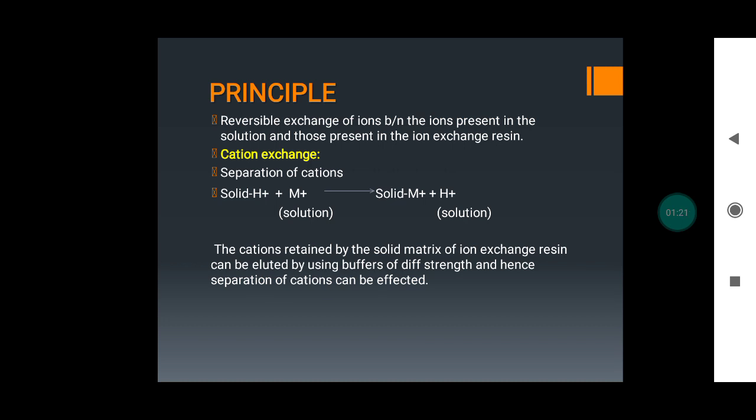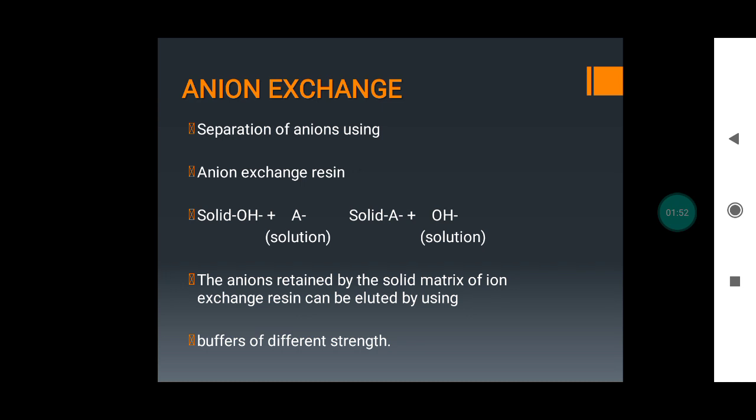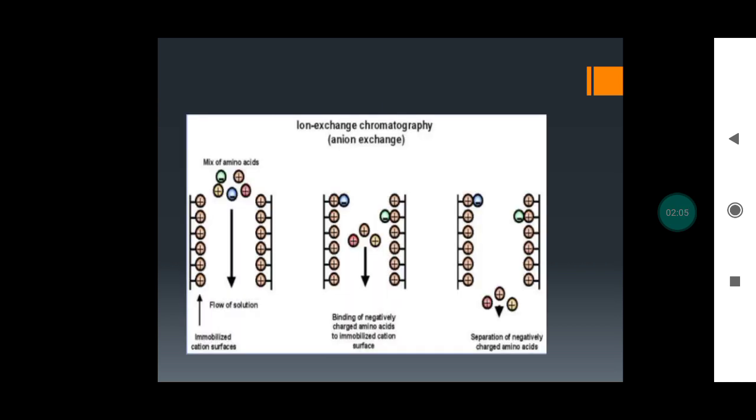Principle: reversible exchange of ions between the ions present in the solution and those present in the ion exchange resin. There are two types of ion exchange: cation exchange and anion exchange. Cation exchange: the cation retained by the solid matrix of ion exchange resin can be eluted by using buffers of different strength, and hence the separation of cations can be effected. Anion exchange: separation of anions using anion exchange resin. The anion retained by the solid matrix of ion exchange resin can be eluted by using buffers of different strength. It is shown diagrammatically. Anion exchange.